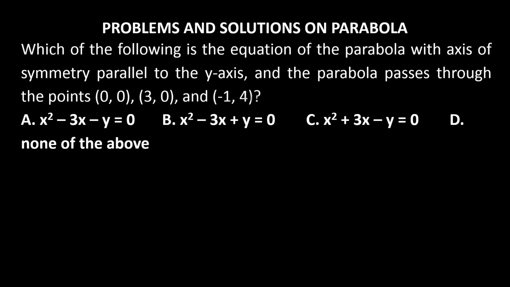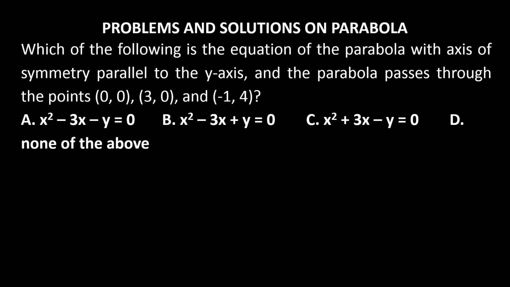Number one, which of the following is the equation of the parabola with axis of symmetry parallel to the y-axis, and the parabola passes through the points (0, 0), the second one (3, 0), and the third one (-1, 4). We have here four choices. First one, we have x squared minus 3x minus y equals 0. The second one is x squared minus 3x plus y equals 0. And letter C, we have x squared plus 3x minus y equals 0. Lastly, we have here none of the above.